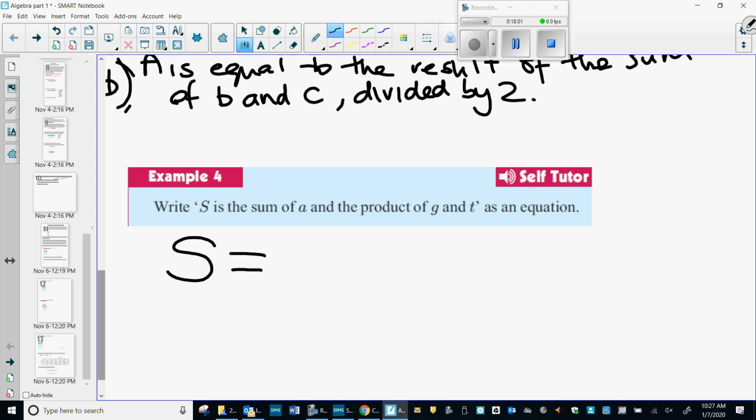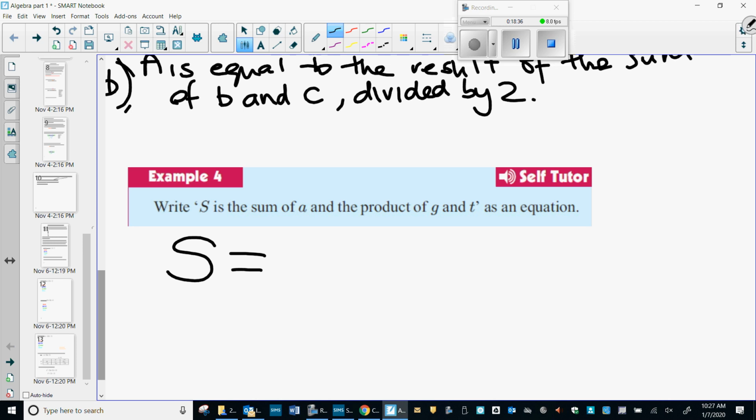Oh, say two people. I've got no one else. Right. Is that it? You sure? Are you missing some of the words? Probably. Never mind. So start again. S is the. Yep.